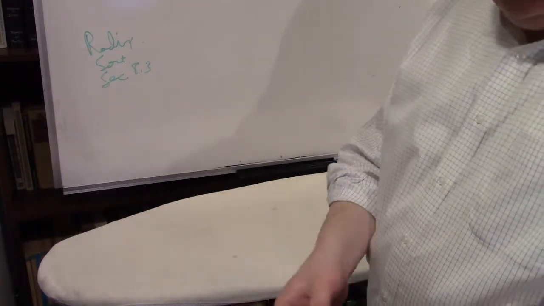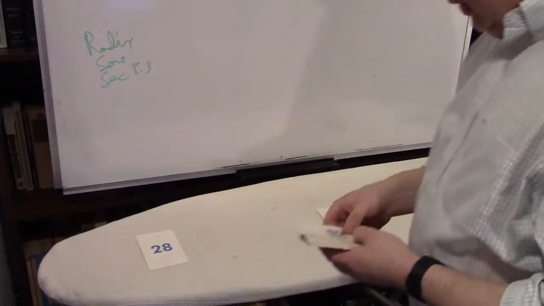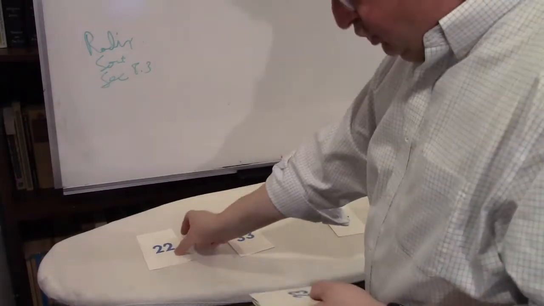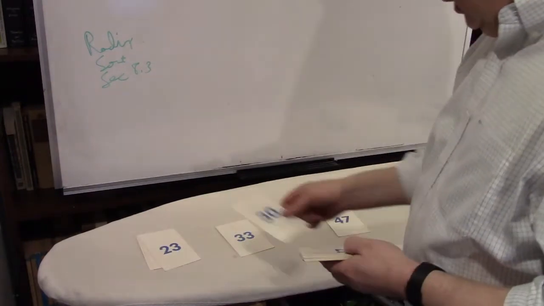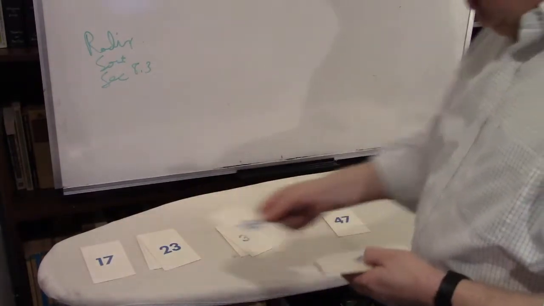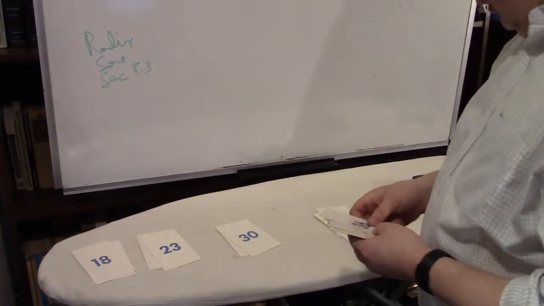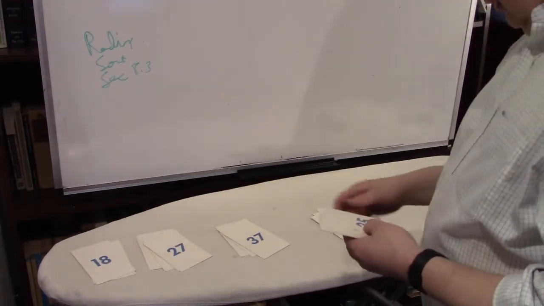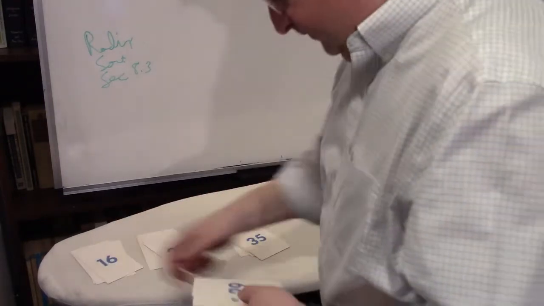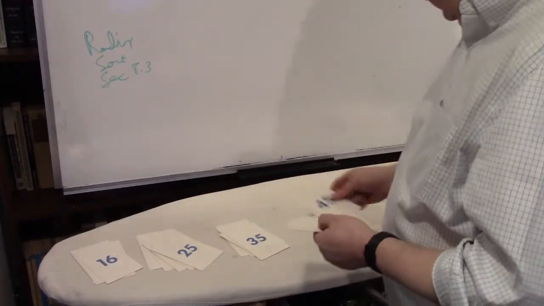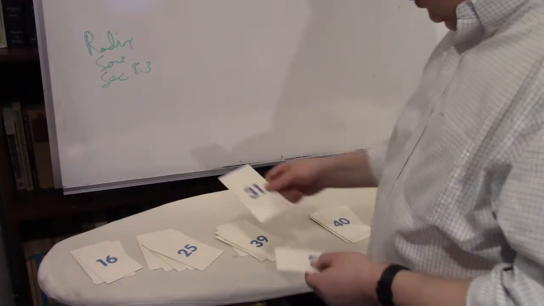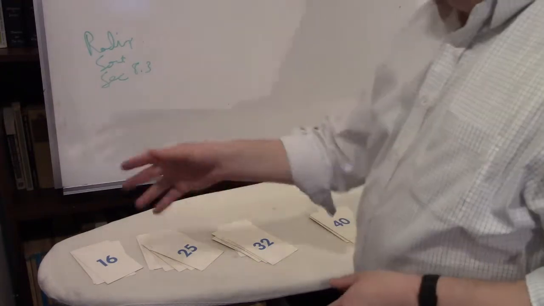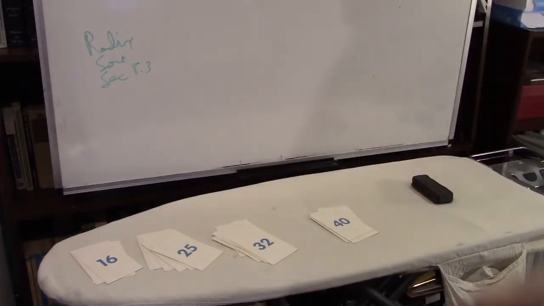I have a bunch of cards with 2 digits, and I want to sort them in ascending order. So I put this 47 in the 40s column, the 28 in the 20s column, the 33 in the 30s column, the 22 in the 20s column, the 23 in the 20s column, 30, the 17 in the teens, the 18 in the teens, the 46 in the 40s, and you do this for each card. Now you have 4 different stacks because you have teens, 20s, 30s, and 40s, and now you sort each one.